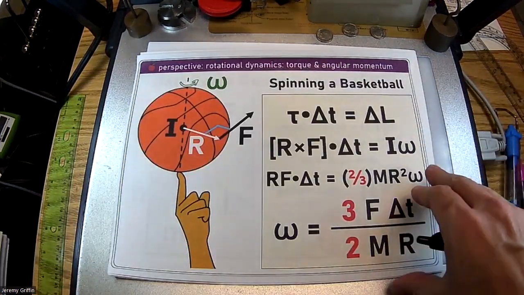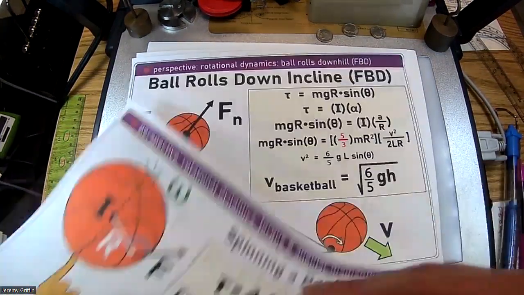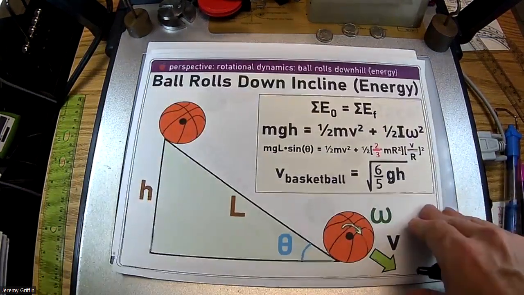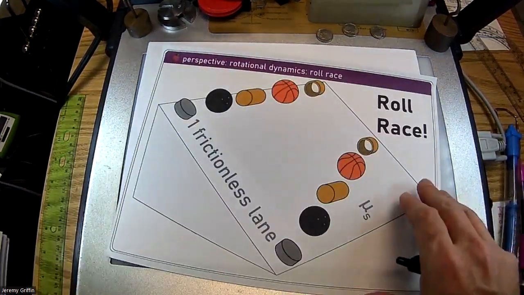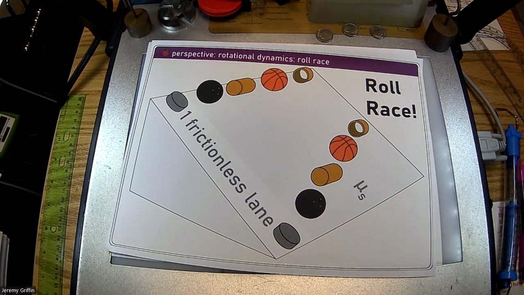We're about to run to the bell, so let's look at these real fast. Here's spinning a basketball. Here's rolling downhill. Here's rolling downhill again. And here's a roll race. We're going to have to save those for another day.